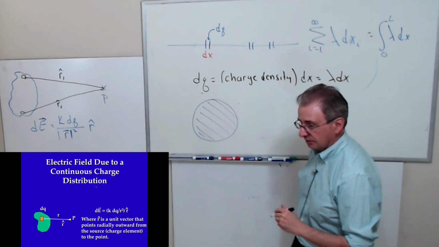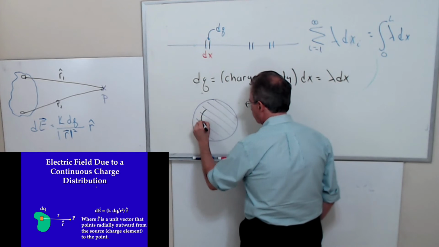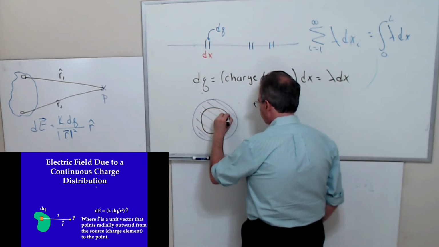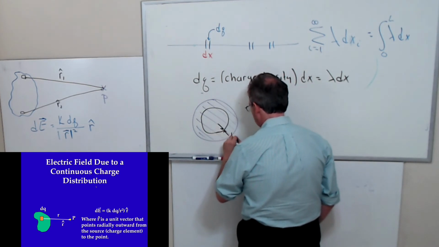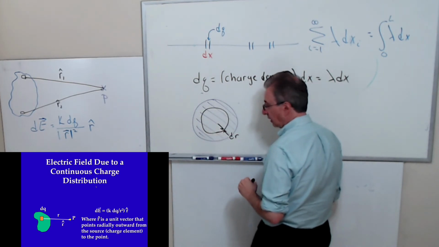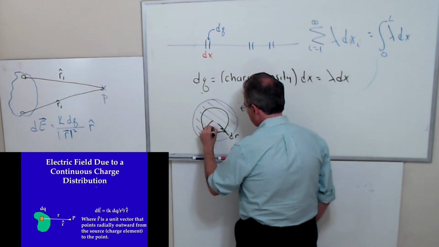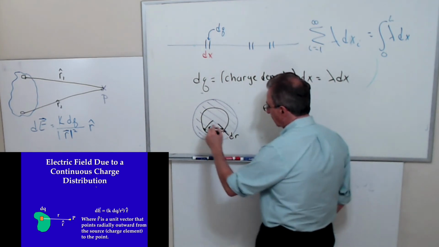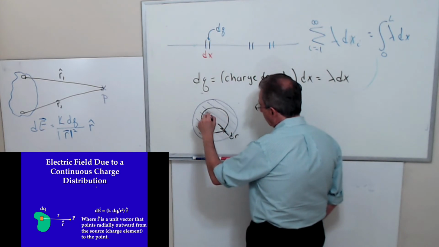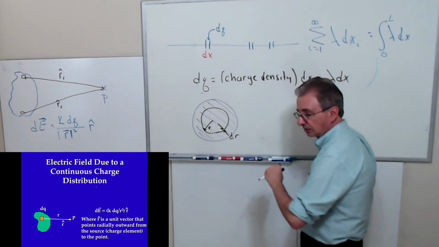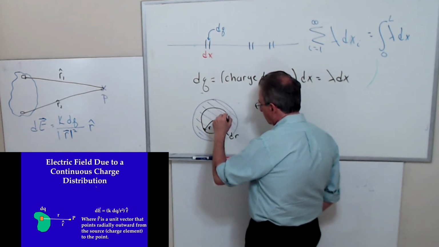over all angles. So for example, if I take this disk and I break it up into a bunch of rings, the thickness of the ring is dr. This distance is always the same. So I can break this up so that all the way around the ring, I have the same charge density. In fact, the charge is evenly distributed over this whole ring.